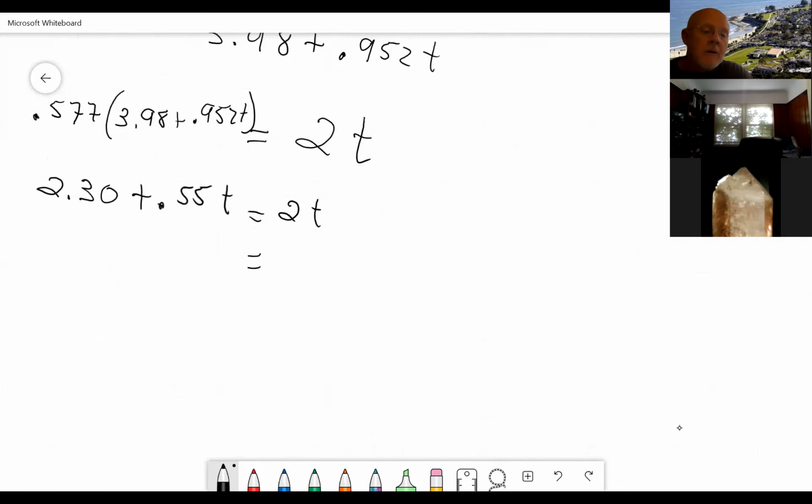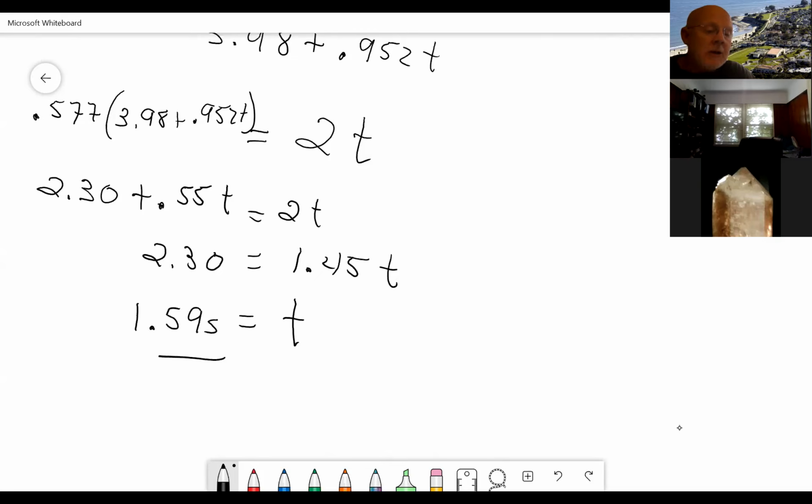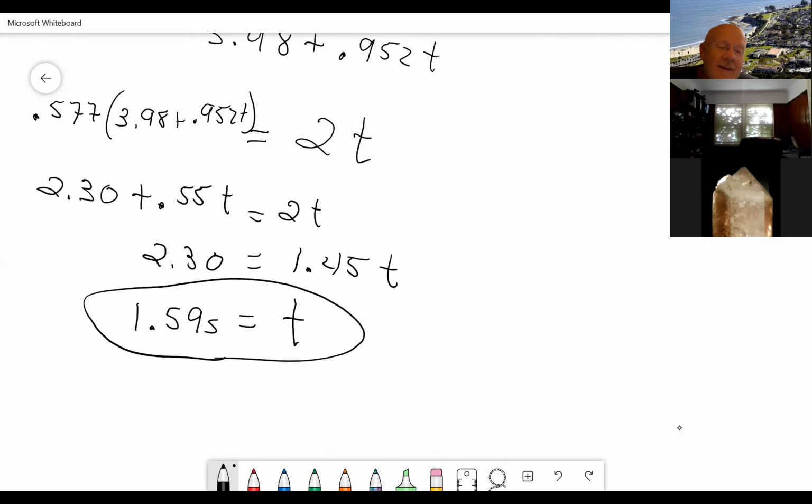And then 2 minus that would be 1.45 t. Over here would be 2.30. And so 2.3 divided by 1.45 is a time of 1.59 seconds. Okay. Yeah, nice. Yes, that's not a hard one.